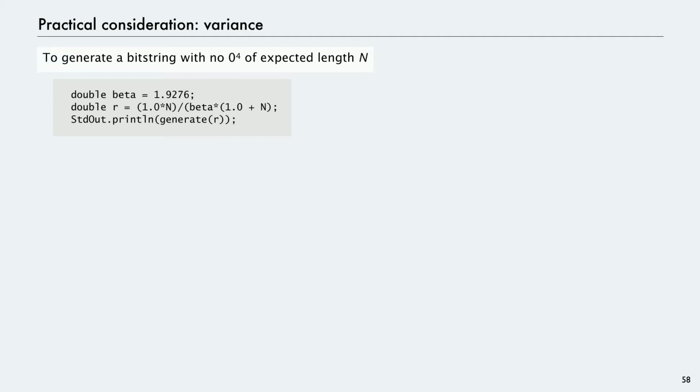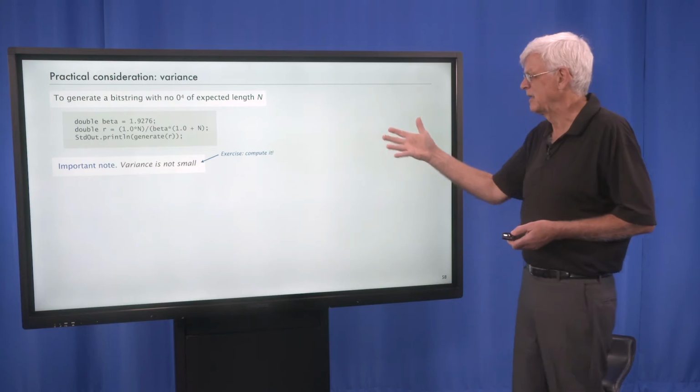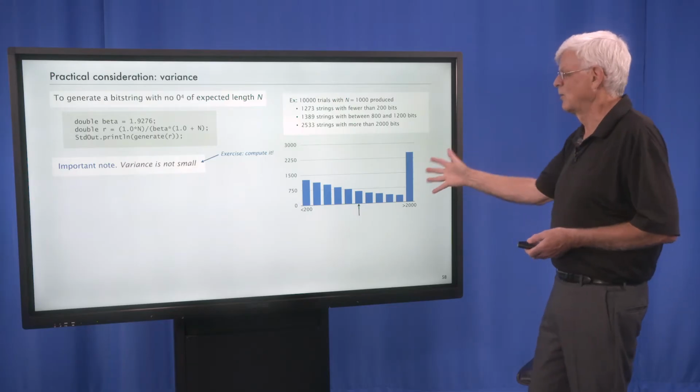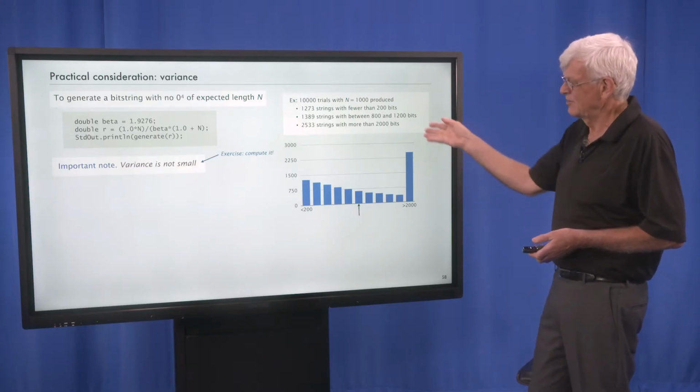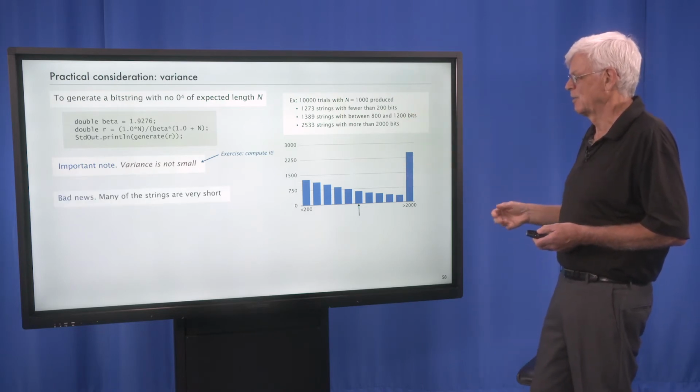of expected length n. Now, it's important to note that in this case, the variance is not small. And you can go ahead and calculate it in the same way that we calculated the mean. And in this case, here's what goes on. So this is 10,000 trials trying to get a string of size 10,000. We get a bunch of short strings. We get about 1,000 strings close to where we want. And we get a bunch of strings that are way longer than what we want. And this is typical for analytic samplers. And we'll see in other examples what we get.